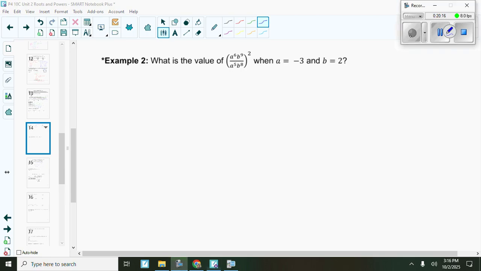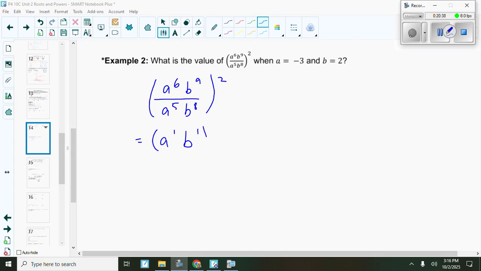Ready? Let's check in. So if we simplify this first, we have a to the power 6, b to the power 9. Then we have a to the power of 1, because 6 minus 5 is 1, and b to the power of 1, because 9 minus 8 is 1. And if we squared that, we ended up with a squared, b squared.